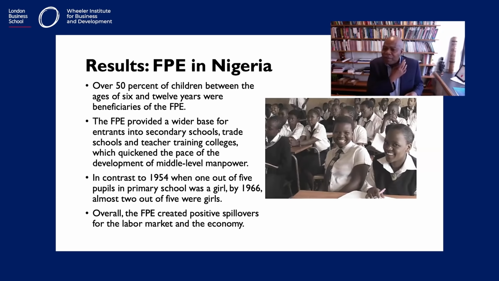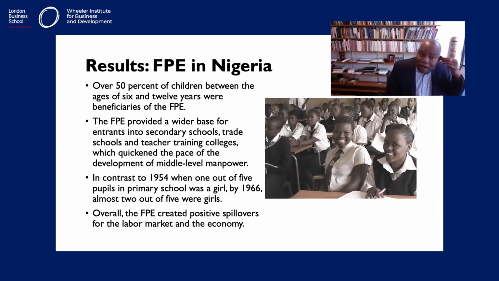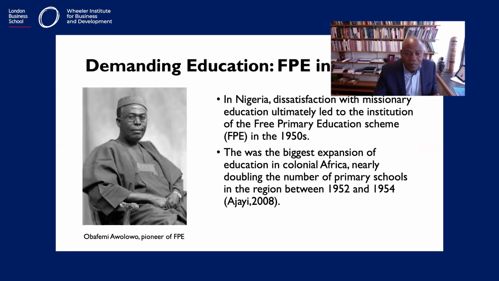But when they got into power, they actually enacted policies to break from the colonial education policies. One of the great examples is the pre-primary education policy by Chief Obafemi Awolowo in Western Nigeria. So when he got into power in 1952, he enacted a pre-primary education scheme that was considered the biggest expansion of education in colonial Africa, nearly doubling the number of primary schools that were created from 1952 to 1954.